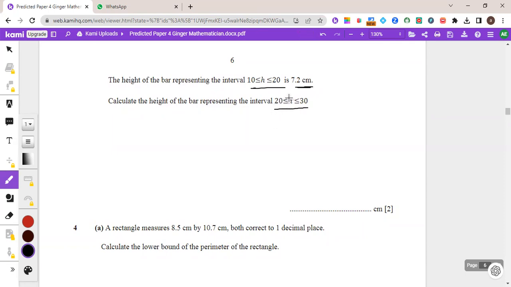حلو جدا. يعني لو انا عرفت ان الهايت بتاع الانترفال، يعني لو انا برسم هيستوجرام، when I draw from 10 to 20 I got 7.2 centimeter. Nice. That is the height. So what is the height from 20 to 30? What do you think?